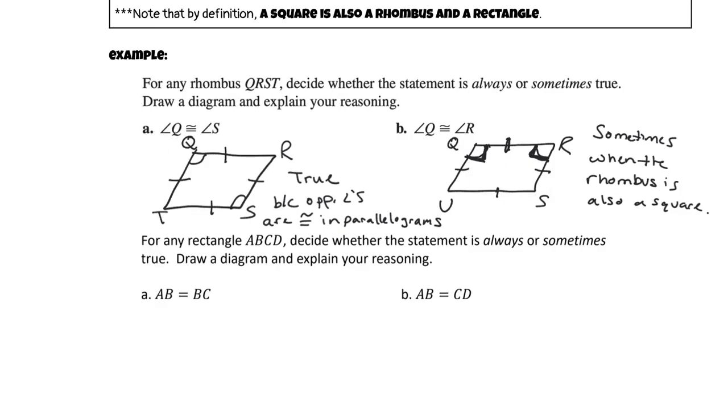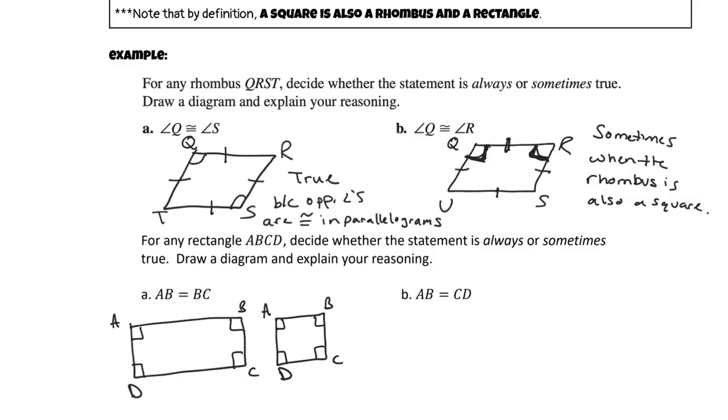Okay? All right, so in this next example, now we're looking at a rectangle ABCD. And again, you're going to decide whether the statement is always or sometimes true. It says draw a diagram and explain your reasoning. So let's go ahead and draw a rectangle, label it ABCD. And you'll notice how I drew both of these. One, I drew the traditional way that you probably learned in elementary school, where it looks like two sides are different, right? That this side length is different from this length. And then I drew it based on definition.